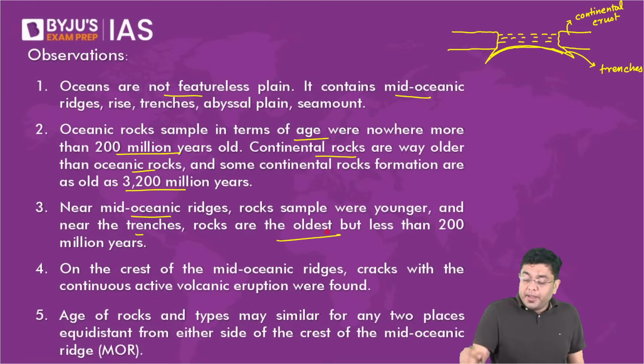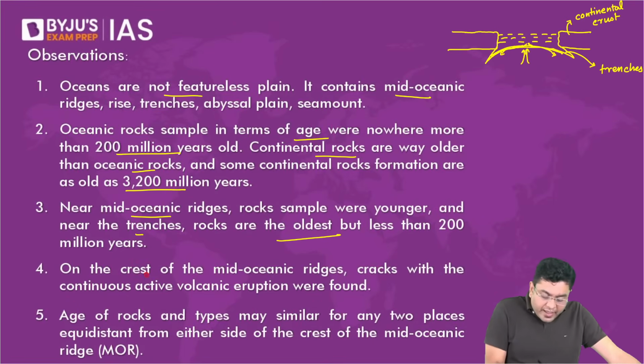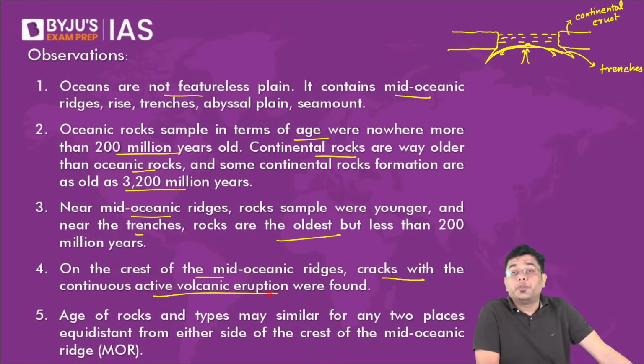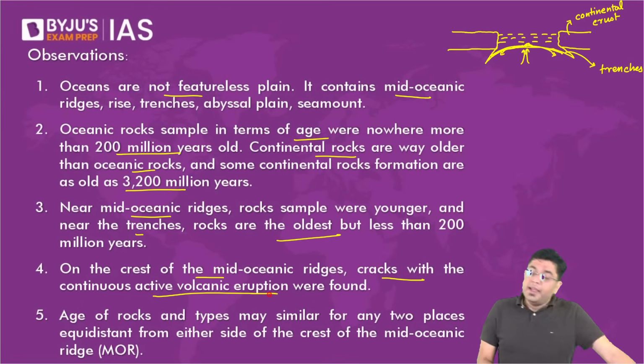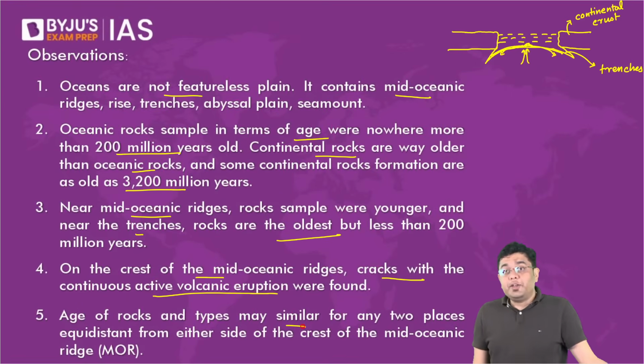Which means what? If near the ridges you have newer rocks, it means volcanic eruption is happening here, that is pushing the older rocks to the side near the trenches. On the crest of the mid-oceanic ridges, cracks with continuous active volcanic eruptions were found, which indicated that volcanic eruptions are a commonality in these areas. Age of rocks and the types may be similar for any two places equidistant from either side of the mid-oceanic ridge.